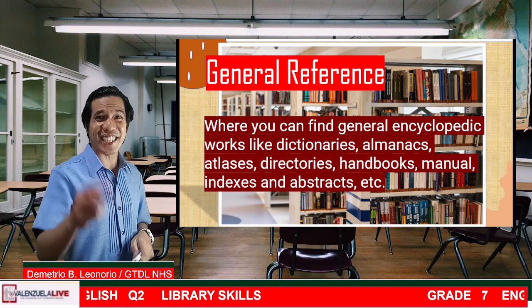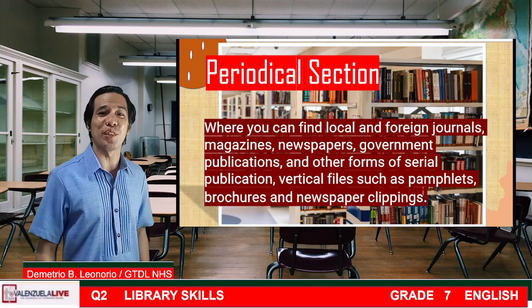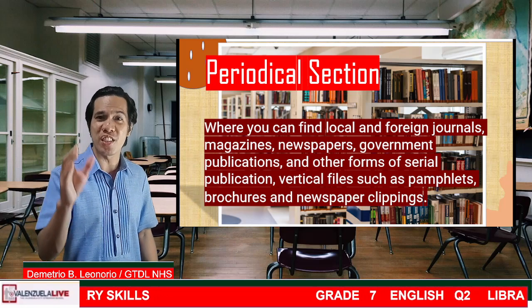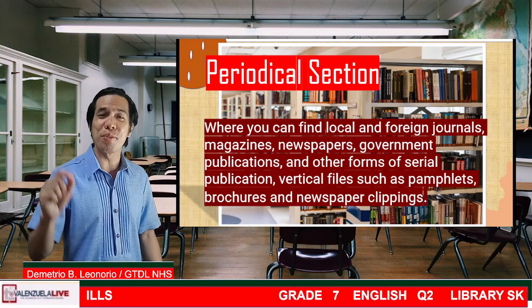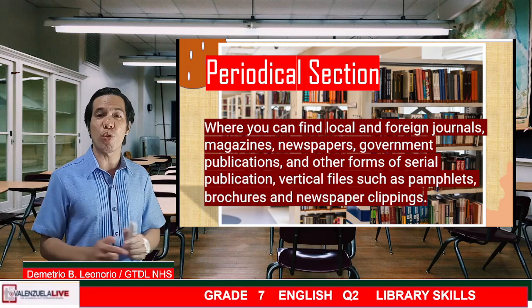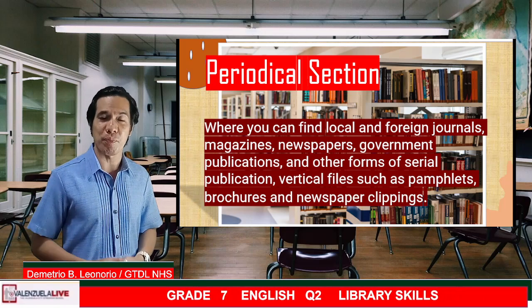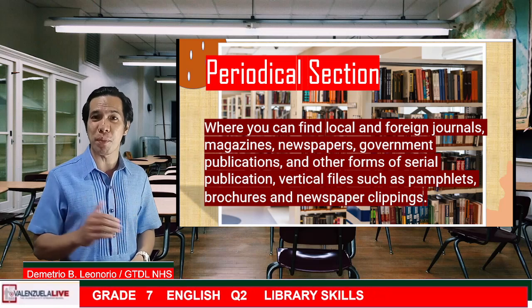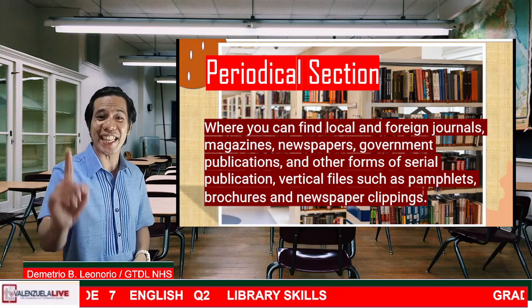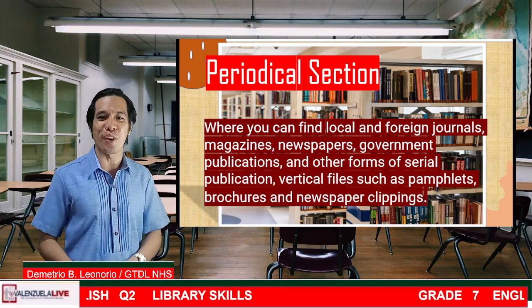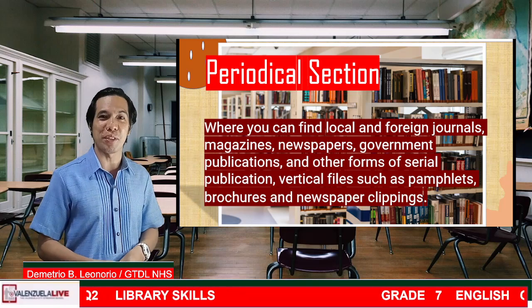The second section is periodical section, where you can find local and foreign journals, magazines, newspapers, government publications, and other forms of serial publication. Vertical files such as pamphlets, brochures, and newspaper clippings. So to get the latest news here and abroad, this is where you go.